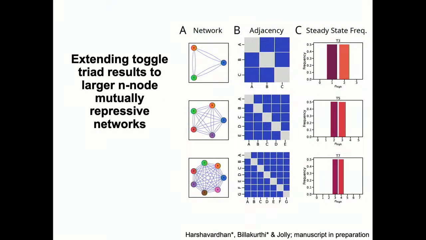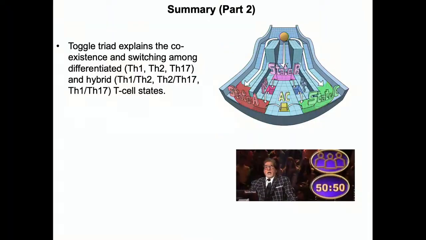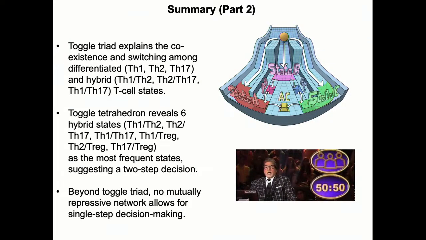What happens if you look at odd cases? We have already looked at the toggle triad, and there we saw single positive and double positive were comparable. When we look at the 5 node one, again it's the 2 and 3 node states which are most frequent. When you look at 7, it's 3 and 4. So again, this pattern is constantly maintained. None of the networks beyond a toggle triad gives you single positive states as the most dominant states, and that could possibly explain why this decision making cannot be done in a single step.